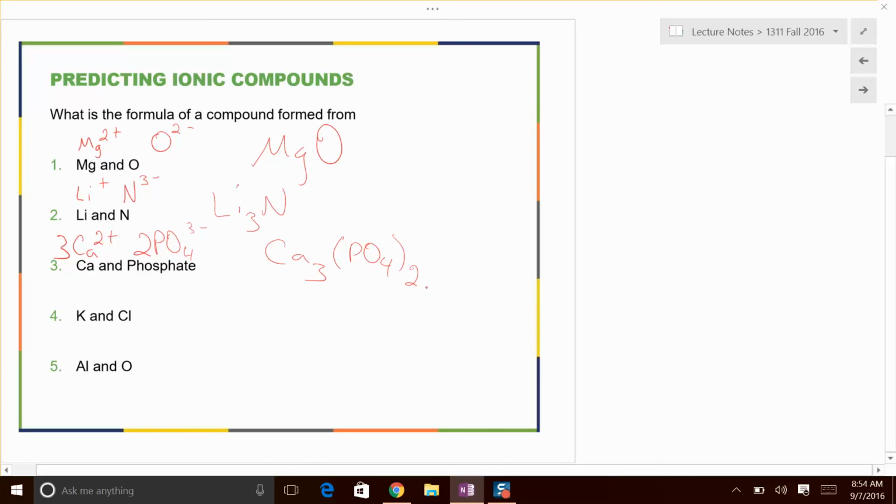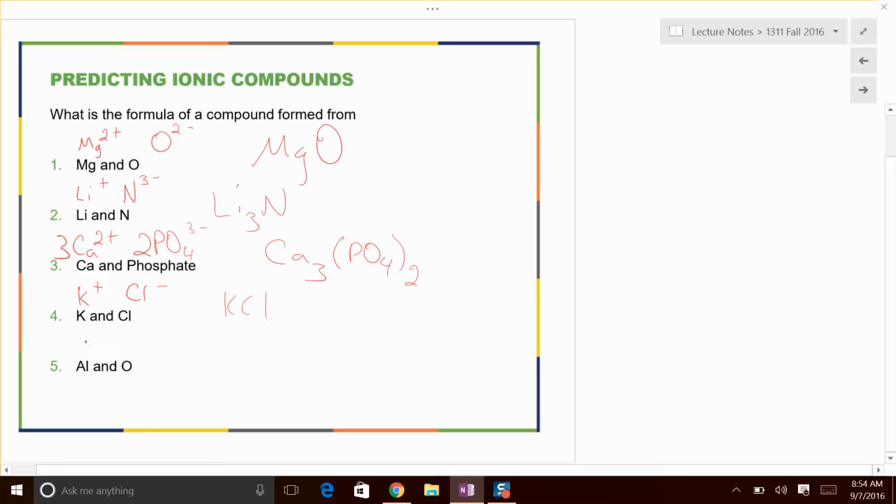Potassium and chlorine. K is what? What's the charge? +1. Chlorine? -1. So what's the formula? KCl, potassium chloride. It just comes together real easy.